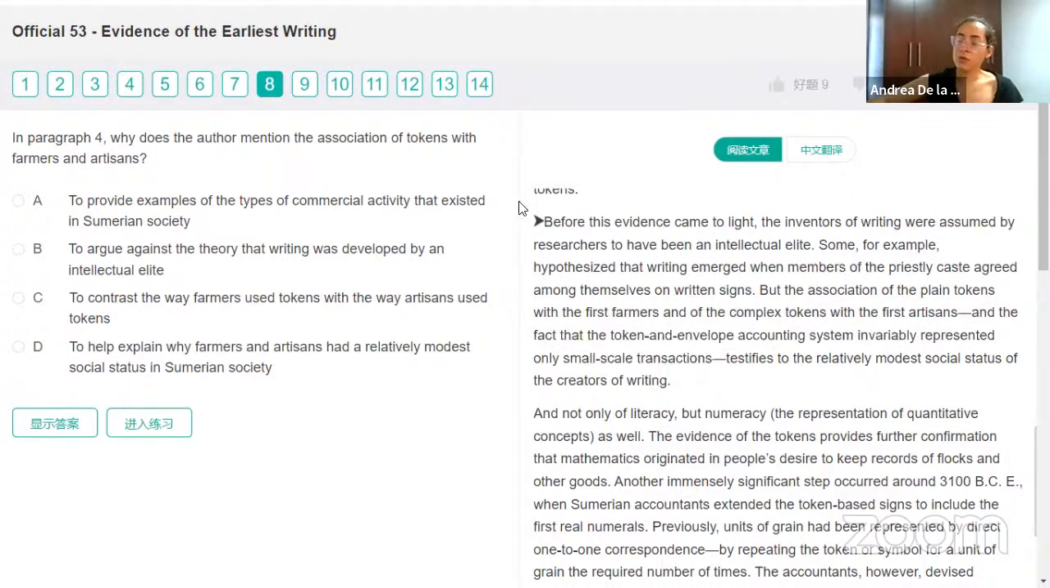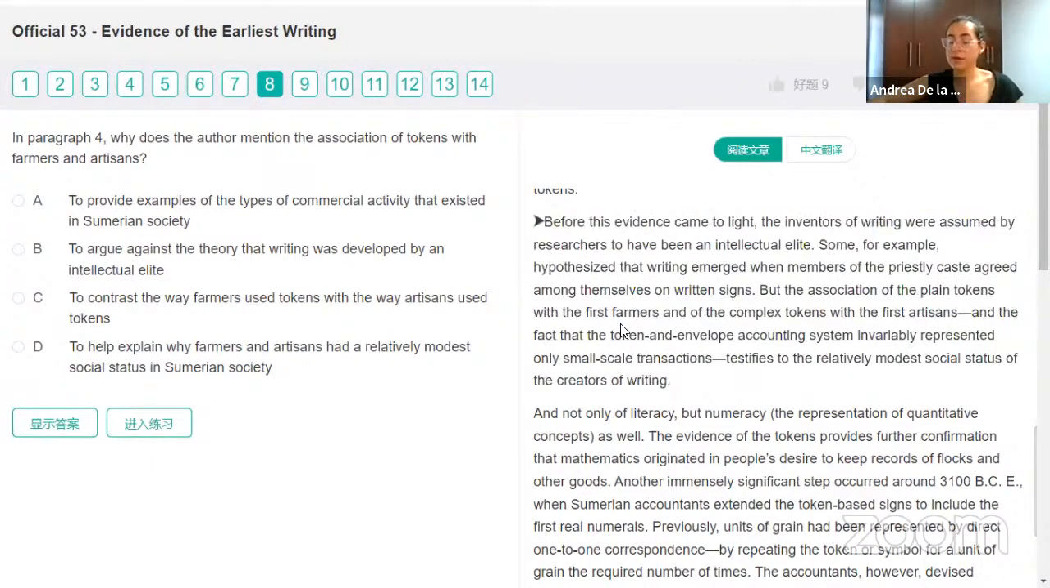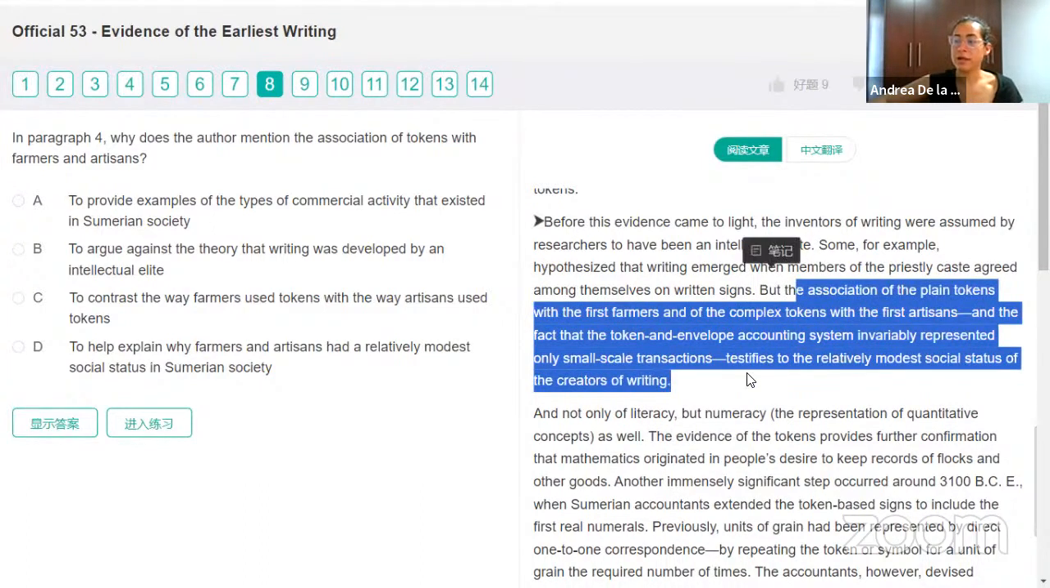¿No? Entonces es muy común tener este tipo de estructuras para las ideas principales. Se empieza con una creencia, con una idea y luego se la refuta. Muchos creían en el pasado que los creadores de la escritura eran la élite. Pero contraste, but, however, nevertheless, y luego la idea principal.